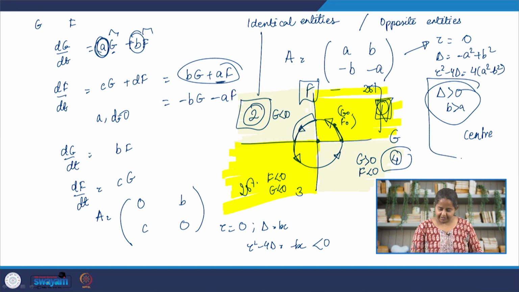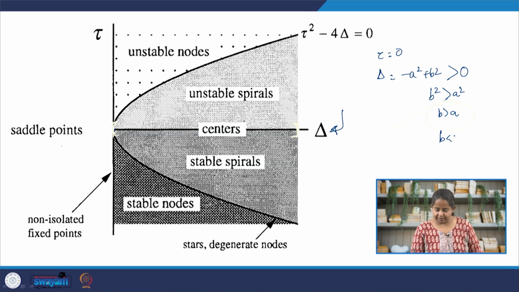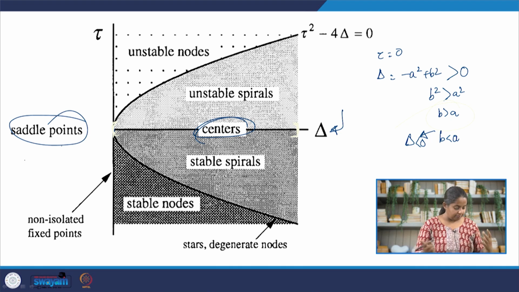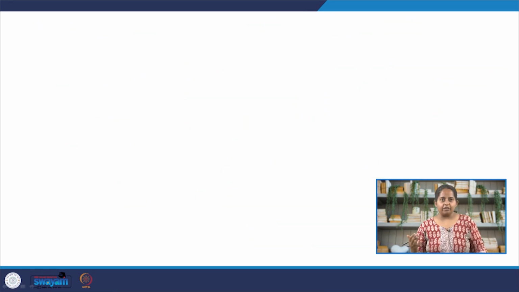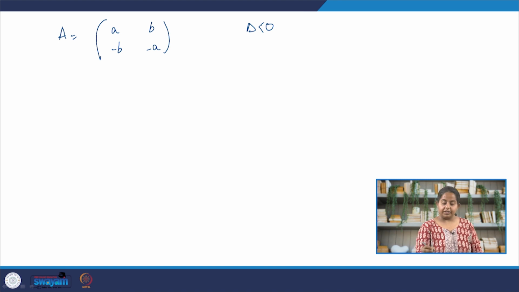Now in this particular case, coming back to the opposites, if B is less than A, we'll have a very similar scenario here. Then tau will be less than 0, which means instead of dealing with the center, we are dealing with the saddle point. So let's see what happens when opposites come together and we are dealing with the saddle point. So we are still talking about this system, opposites coming together. In the case of opposites, our characteristic equation looks like this. Now in this case, we know that delta is less than 0, which means we are dealing with a saddle.